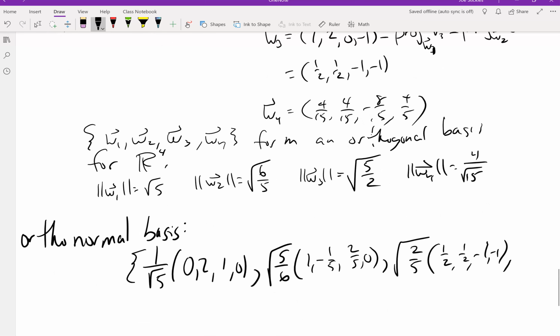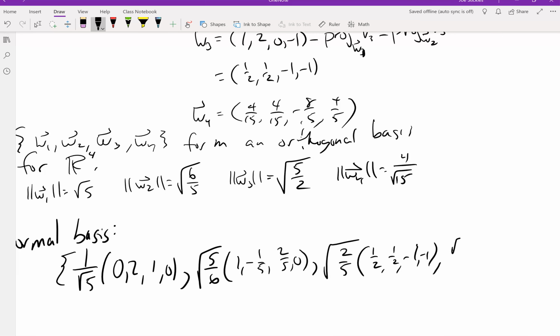And finally, the last one will be root 15 over 4 times 4/15, 4/15, negative 8/15, and 4/5. Tedious process, yes. Made a little bit easier by using your calculator. Made a lot easier by using the program that I wrote on the calculator. Again, if you're interested and can get it downloaded to your calculator, you're more than welcome to have it. I can send it to you.